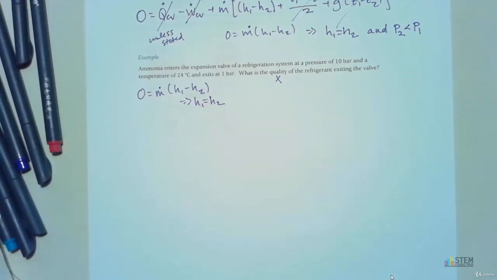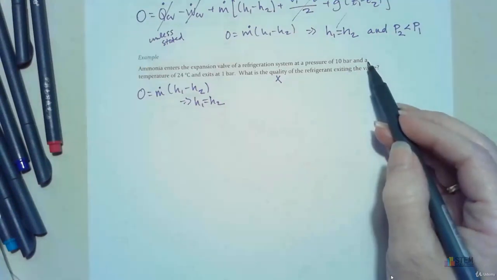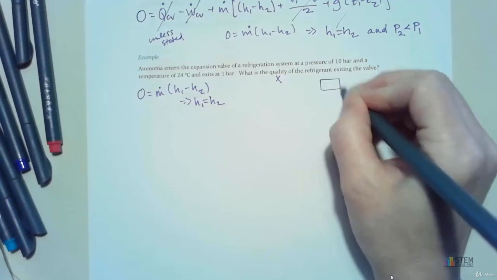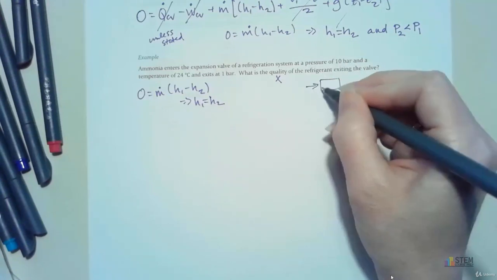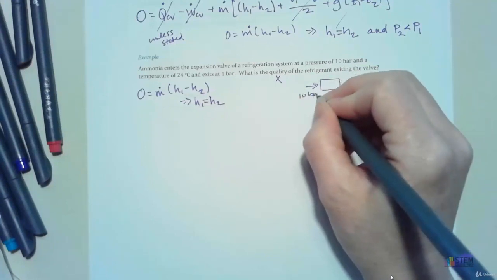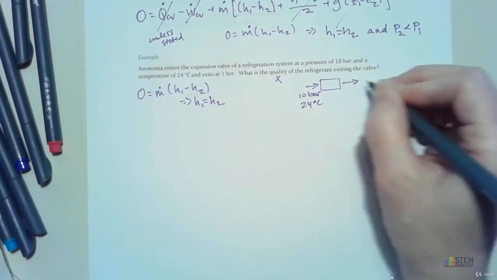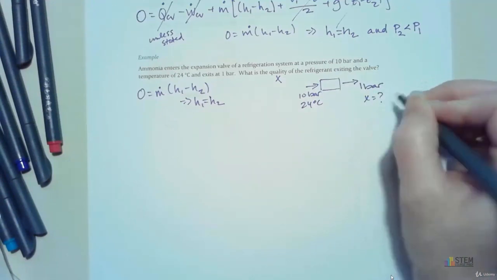Okay, so we started out with a pressure of 10 bar and a temperature of 24. I'm going to draw a box here to represent the system. For our input, just so it's easier to see, there's our pressure, 10 bar, and our temperature is 24. When we exit, we are at a pressure of 1 bar, and we want the quality.